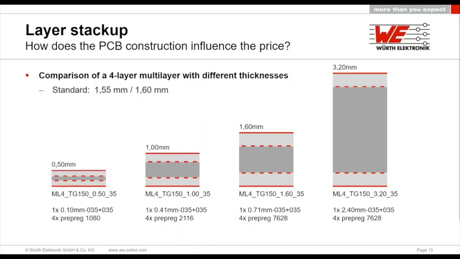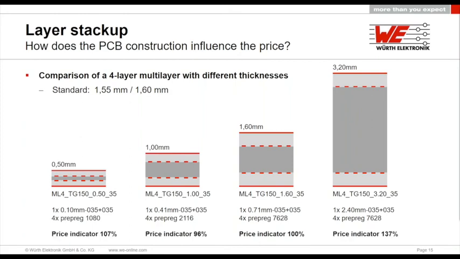And when we go very thin, an 0.5 millimeter build-up, we have to change the core to 0.1 millimeter and have to change the prepregs to 1080 prepregs. So this is all standard build-ups, no special rules placed behind. And I took the 1.6 millimeter thick build-up as 100% cost.